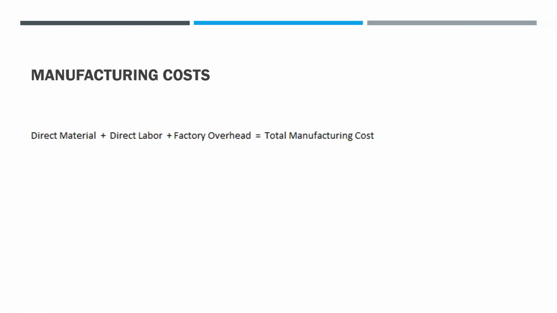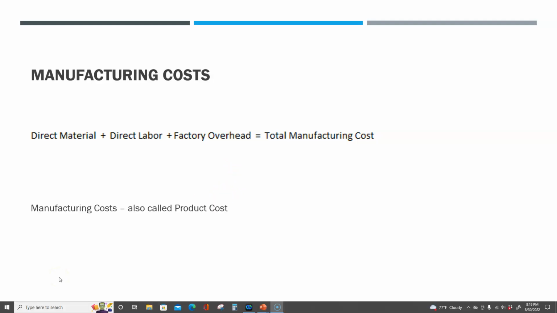Finally, manufacturing costs are direct materials, direct labor, and factory overhead. When you add those three costs together, that is the total manufacturing cost of the product. Sometimes manufacturing costs are also called product cost. If you see the term product cost, that's synonymous with manufacturing cost.